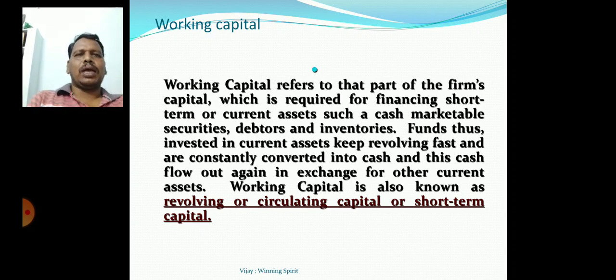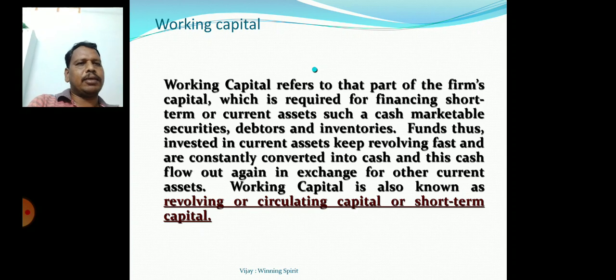Working capital refers to that part of the firm's capital which is required for financing short term or current assets such as cash, marketable securities, debtors, and inventories. Funds thus invested in current assets keep revolving fast and are constantly converted into cash, and this cash flows out again in exchange for other current assets. Working capital is also known as revolving or circulating capital or short term capital of a business concern. Generally, working capital will be generated within the business through its operations in a particular year.